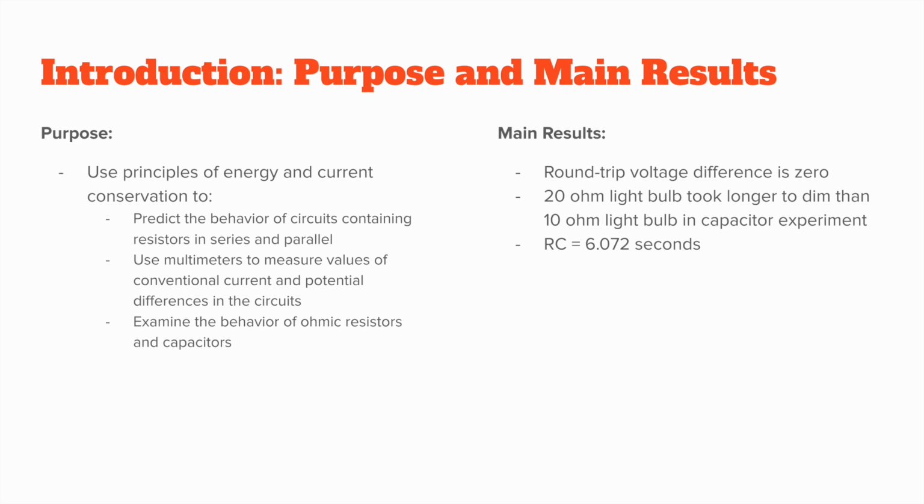The main results were that delta V for the round trip was 0, the 20 ohm light bulb took longer to dim than the 10 ohm light bulb, and my RC value was 6.072 seconds.